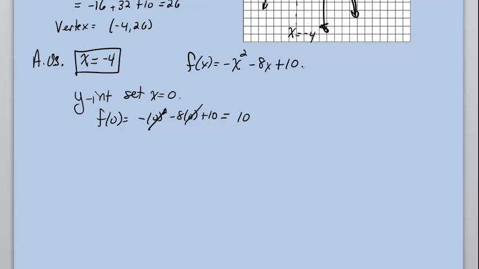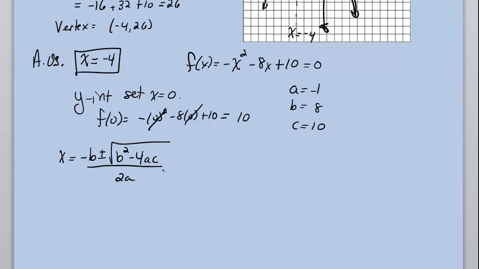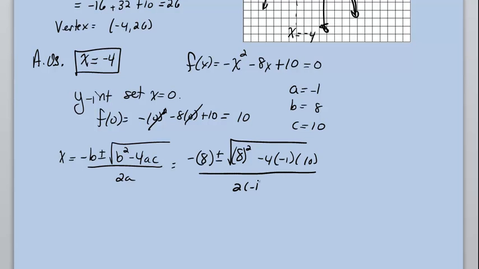I'm going to set this equal to 0. I recognize my a is equal to negative 1, my b is equal to negative 8, and my c is equal to 10. Solving this, the x value is negative b plus or minus the square root of b squared minus 4ac, all over 2a. Plugging this in, I'll have negative negative 8 plus or minus the square root of 8 squared minus 4 times a, which is negative 1, times c, which is 10, all over 2 times a, which is negative 1.